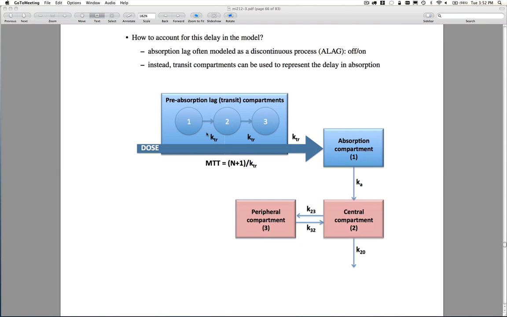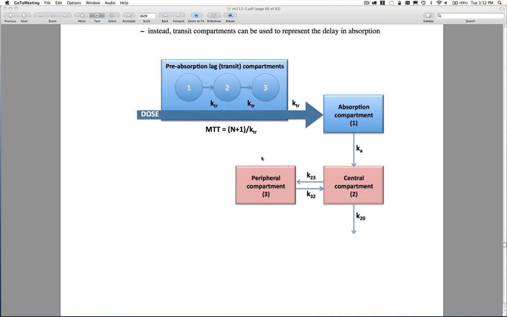This really looks just like what we had for the pharmacodynamic side, but again, we're hooking on to the early part of the PK model where we give a dose. That dose transitions through lag compartments and then eventually finds its way into the absorption compartment and is absorbed into circulation. This is the case where the mean transit time through these absorption compartments is equal to N plus one over K transit.